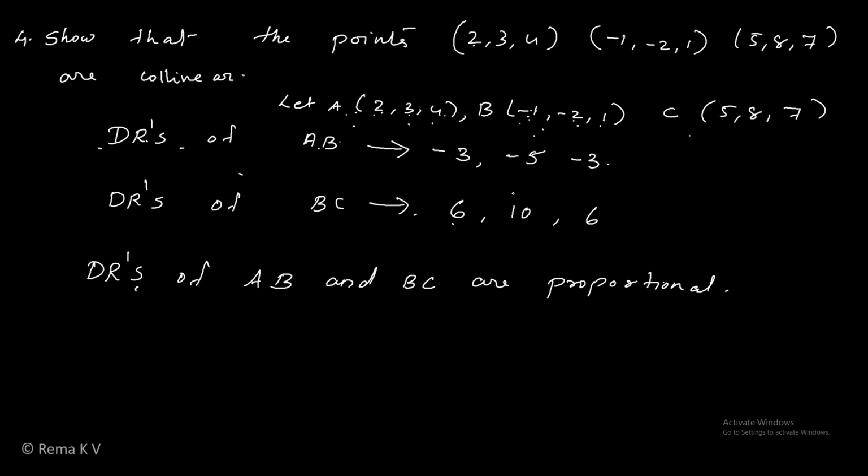See, minus 3 into minus 2 it is 6, minus 5 into minus 2 it is 10, minus 3 into minus 2 it is 6. Multiplying with minus 2 here, this is a scalar multiple of the direction ratios of AB. That means, what can you write from this? The direction ratios of AB and direction ratios of BC are proportional, or the direction ratios of BC are the scalar multiple of direction ratios of AB. So what can you write about these two lines AB and BC?